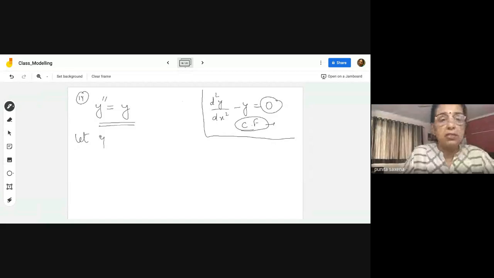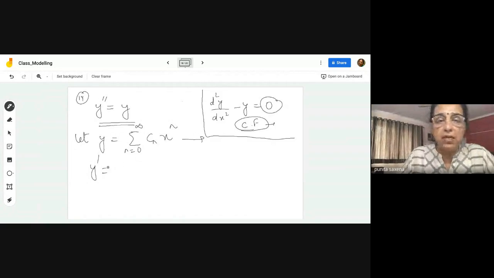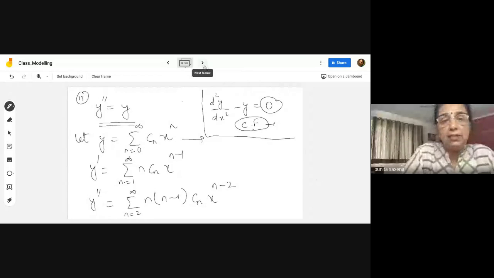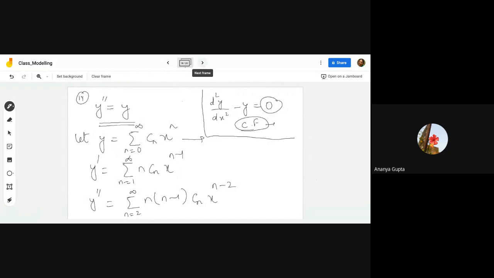I'll start with y equal to summation Cn x^n, n from 0 to infinity. So your y dash will be n Cn x^(n-1), but n from 1 to infinity. And what will be your y double dash? Because we are going to have these kinds of summations, your y double dash will be n(n-1) Cn x^(n-2). Are you girls doing it simultaneously? Yes, ma'am. Because if you do it, it will be better for you all.